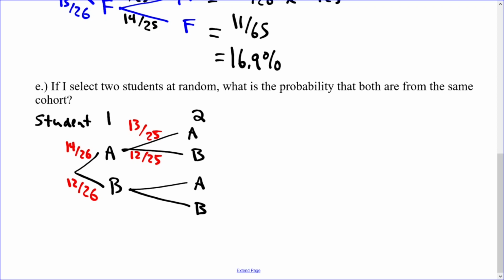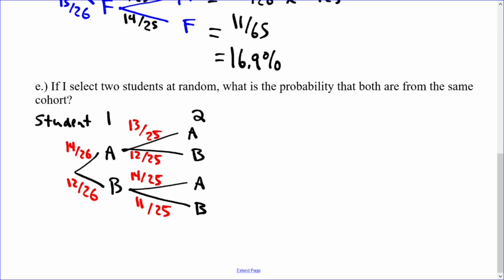Next, on the bottom, if our first student chosen was from cohort B, then all the cohort A students are still left. There's still 14 left, but our total population is only 25. And finally, if the first student chosen was from cohort B, there are only 11 cohort B students left, out of 25. All right, we have all our values.